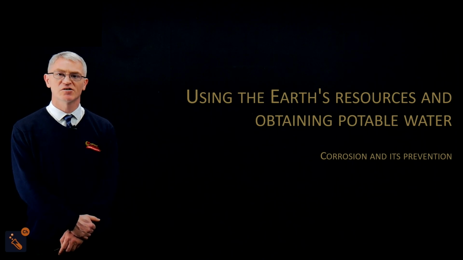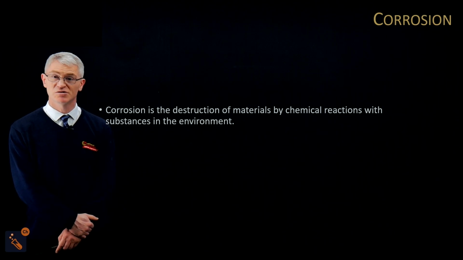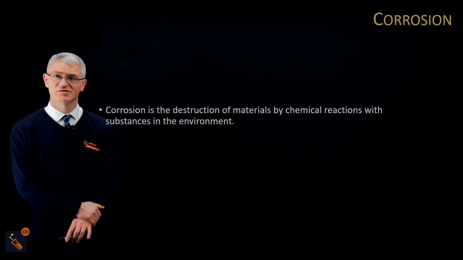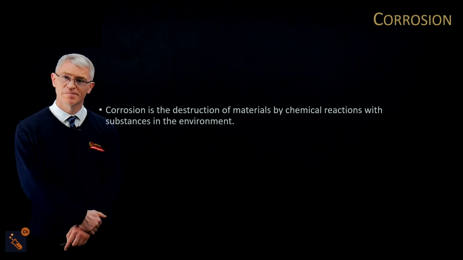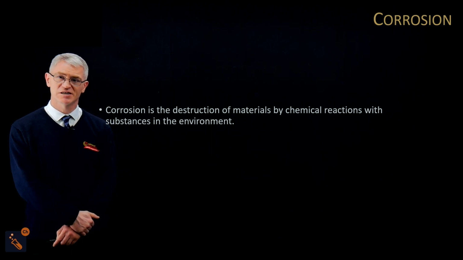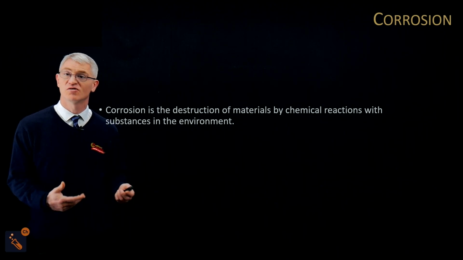In this video, we're going to talk about corrosion and its prevention. Now, corrosion is just the destruction of materials, usually metal, by chemical reactions with substances, which is usually oxygen and water in the environment. Okay, so if you leave something outside, there's oxygen, there's water, it's going to start corroding.